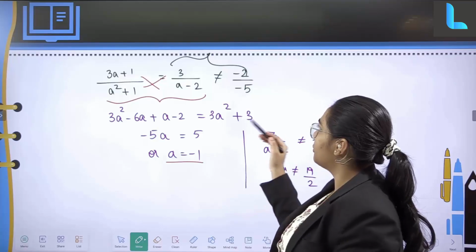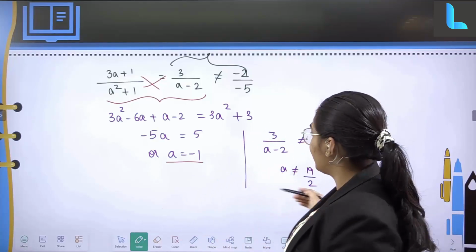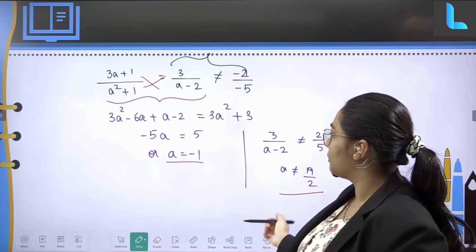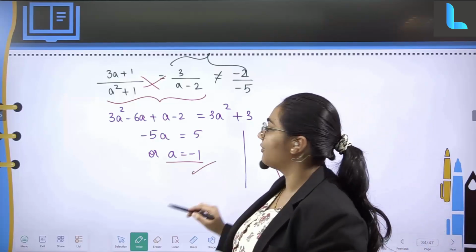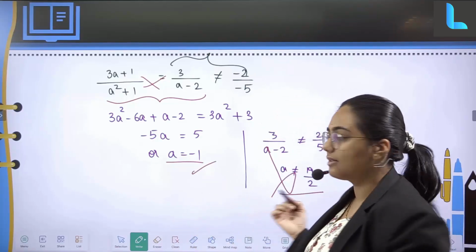Similarly, if you equate these 2 things, that is 3 divided by a minus 2 is not equal to minus 2 upon minus 5. When you substitute for this, you get 19 upon 2. We shouldn't consider this. Therefore, the value of a is going to be equal to minus 1.